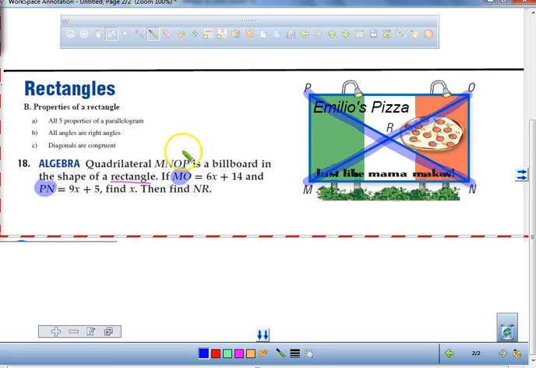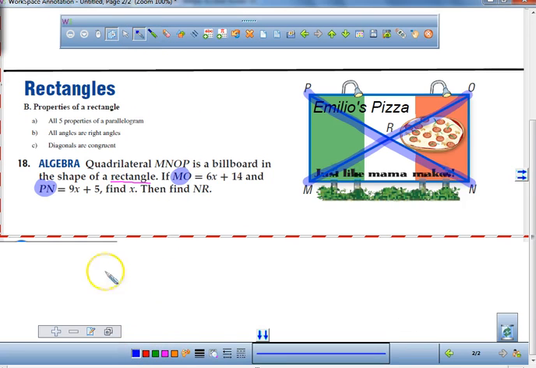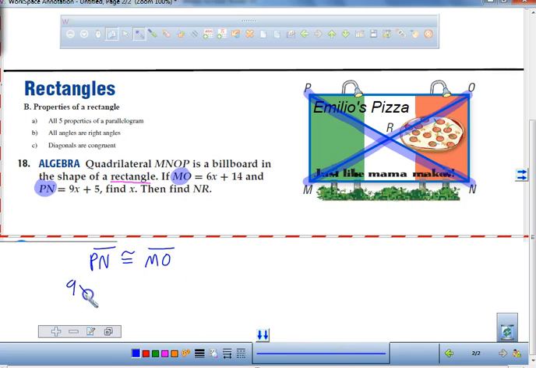They're all congruent. Which means you can be sure that the distance from P to N has to be the same distance as from M to O. So you only have to solve one. Once you find one, you got the other, right? Yep.